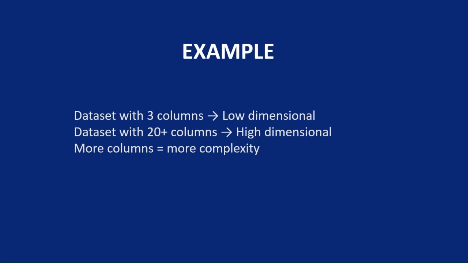Let's make this even simpler with an example. If your data set has three columns, that's low dimensional data. Or if it has 20 to 30 columns, then it is high dimensional data. So the rule is very simple: more columns, more dimensions, more complexity.